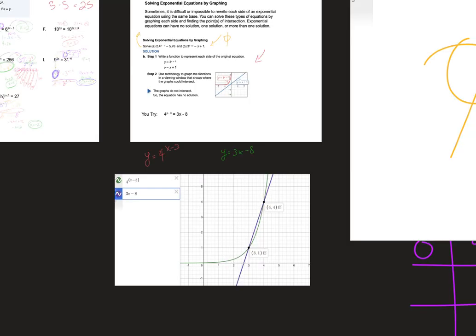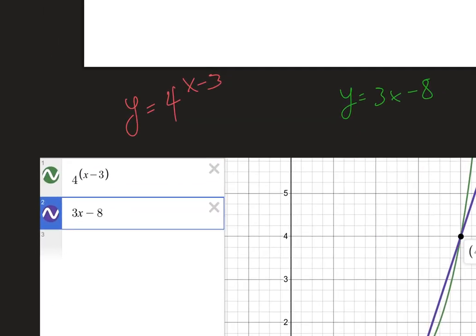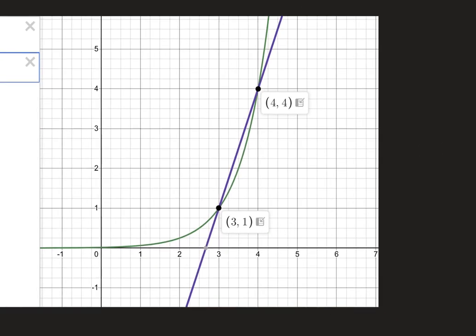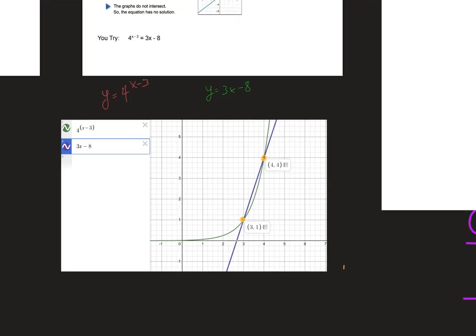So here it is. Check it out. This one, I don't know if interesting is the word that you would choose, but I think it's interesting. So look, there's my 4 to the x minus 3 power, 3x minus 8. They cross twice, there and there. So that means there are 2 solutions to this one. If x equals 4, there's a solution, and if x equals 3, how can this be? Well, let's plug them in and check it out.